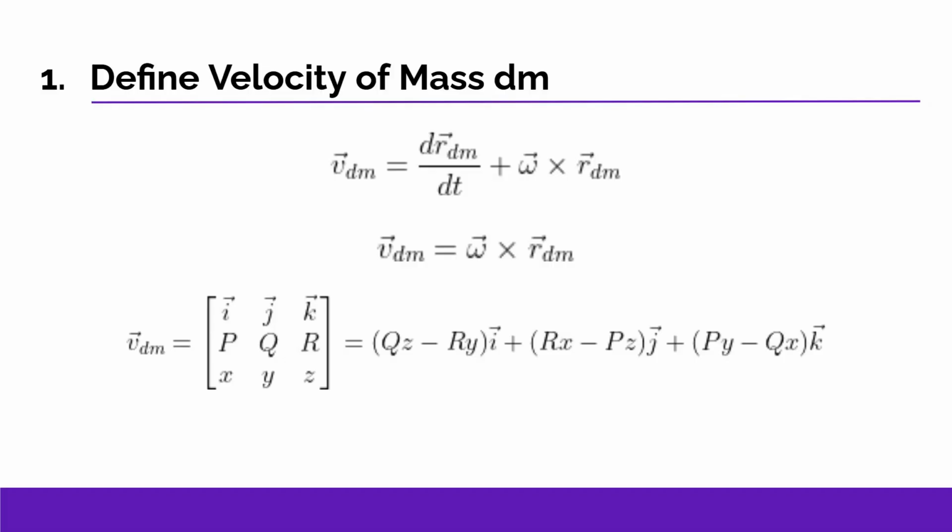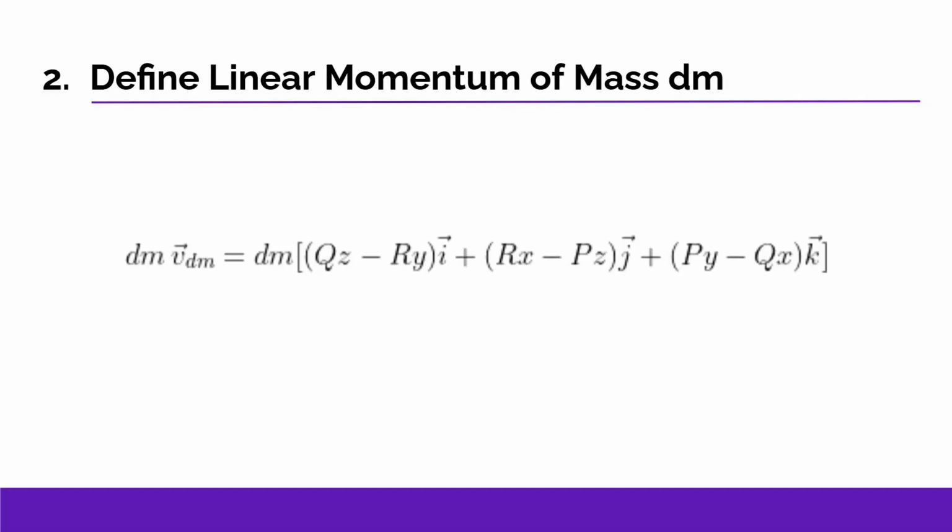So we're going to solve a cross product with a matrix, and what you essentially get are the components of the velocity v_dm. And that will be qz minus ry for the i component, rx minus pz for the j component, and py minus qx for the k component. The next step is to figure out the linear momentum of the elemental mass dm. This is pretty simple because all you have to do is multiply the velocity that we have just found by dm. And I do emphasize that it should be dm and not m because we haven't integrated over the entire aircraft. We're still talking about that elemental mass dm.